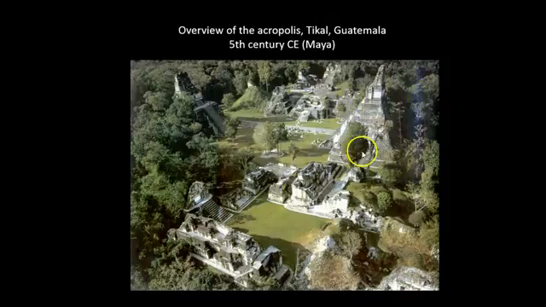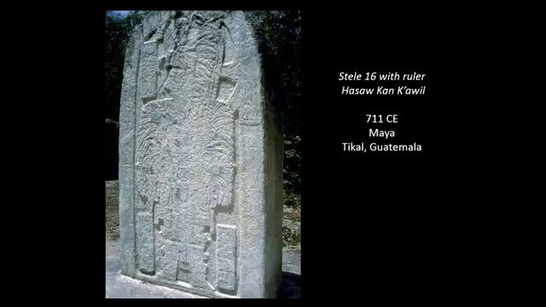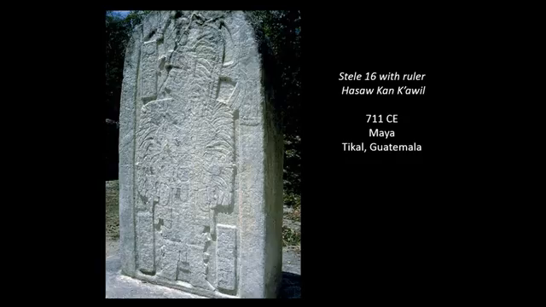sides and facades. The Acropolis at Tikal houses the tombs of rulers, including Hassa Khankawil, who is also portrayed in Stela 16, which you can see here. Here's a photograph of the stela, and there's an illustration with an explanation of what we're seeing. The stela, you will recall, often commemorates an event or an individual.